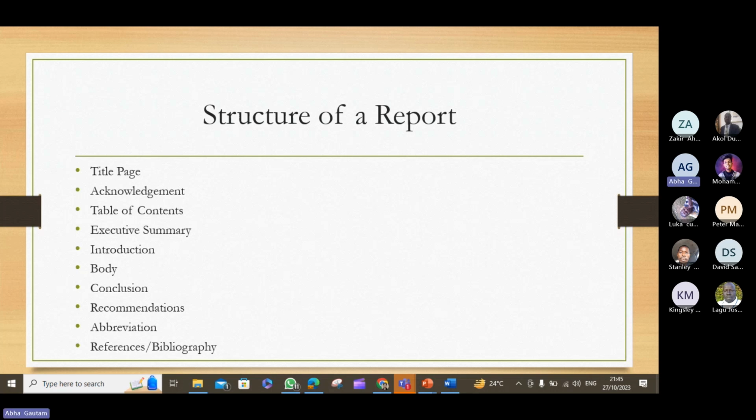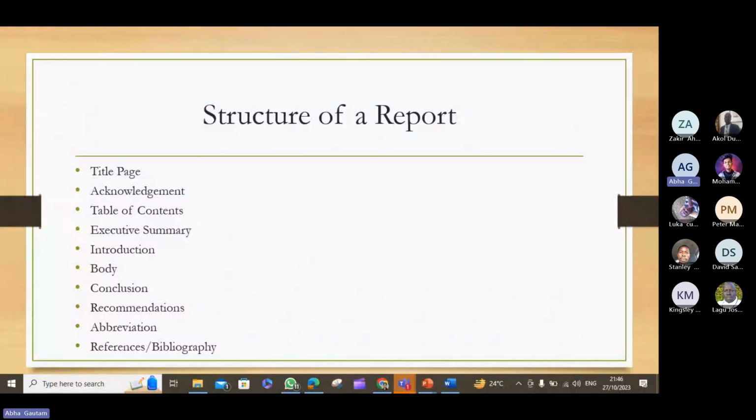Now next is executive summary. What do you write in executive summary? As the name suggests, you are briefly summarizing everything. You are stating the purpose of the study, the sources from where the information has been taken, the major findings, conclusions, and recommendations. You can have these in summarized form.